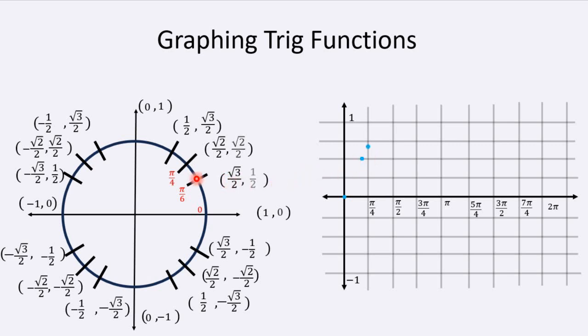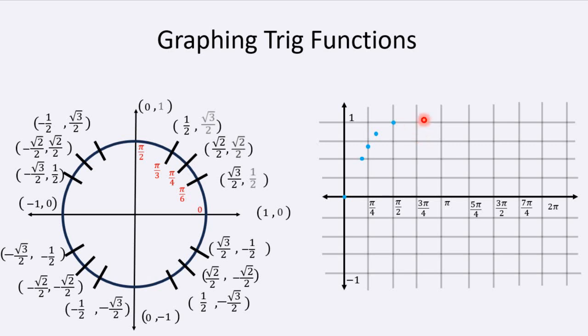So pi over 4, I'm going to graph the square root of 2 over 2, which is like 0.70 or 0.71. And then for pi over 3, I'm going to graph the square root of 3 over 2, which is 0.86 or 0.87. And then for pi over 2, which is that 90-degree quadrant angle, the y value is 1. So I'm going to graph pi over 2 on the x-axis, 1 on the y-axis. This ordered pair right here.